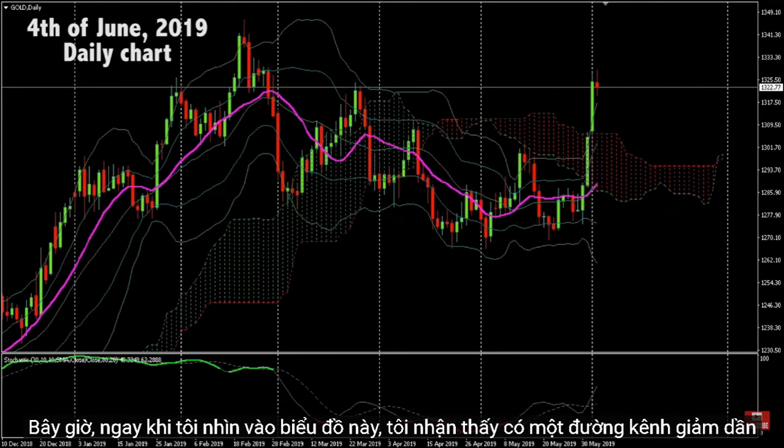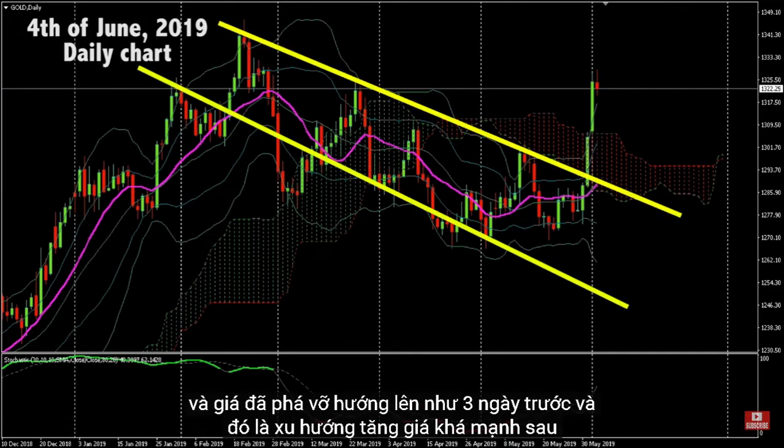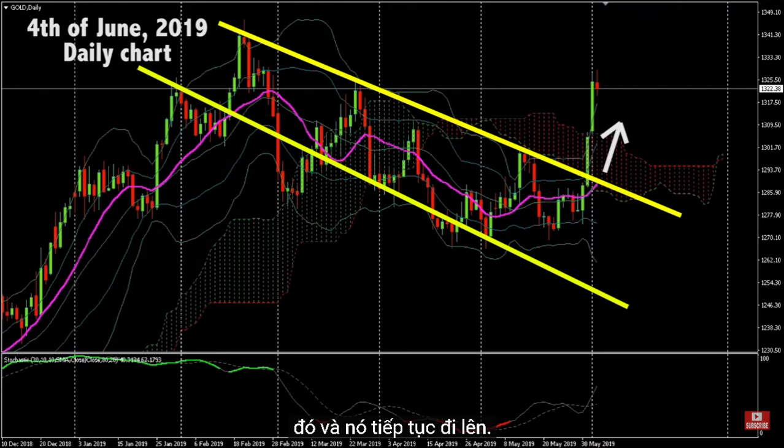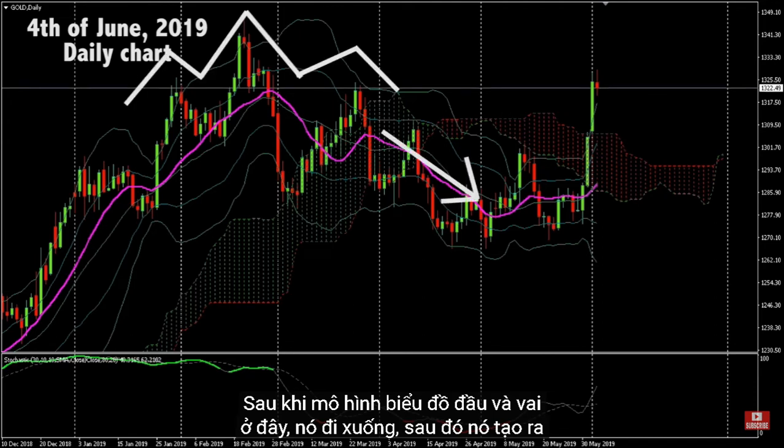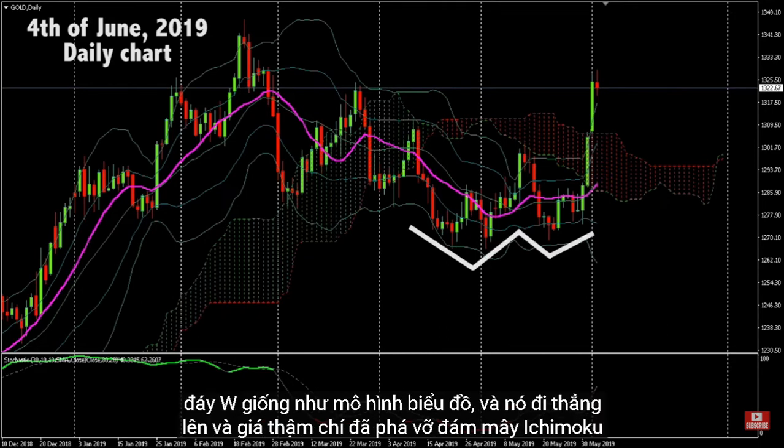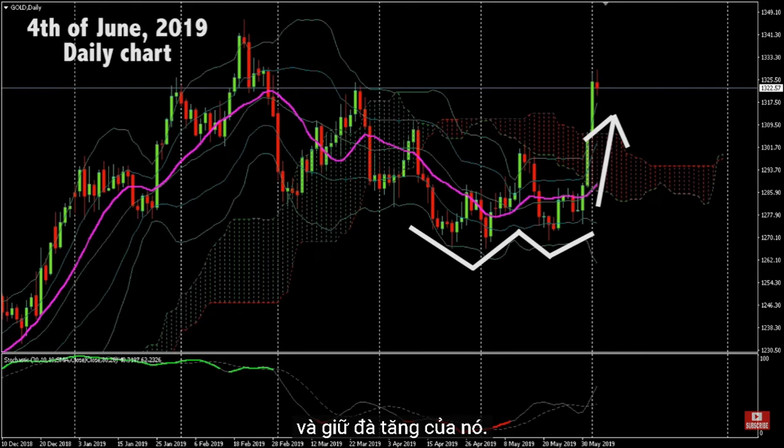Now, as soon as I look at this chart, I noticed there is a descending channel line and the price broke upwards like 3 days ago, and it's been quite a strong bullish trend after that, and it keeps going upwards. After the head and shoulder chart pattern here, it went downwards. Then it created a double bottom like chart pattern, and it went straight up, and the price even broke the ichimoku cloud and keeps its bullish momentum.